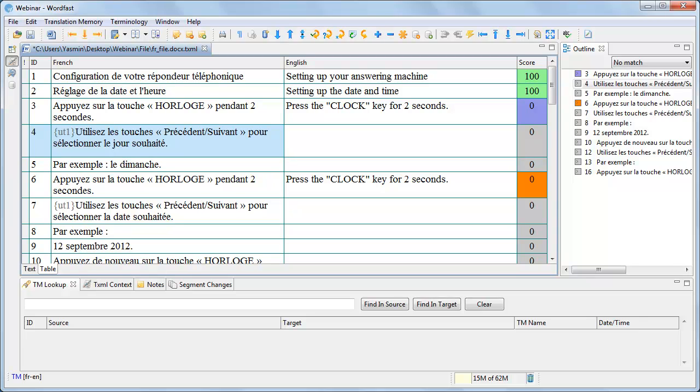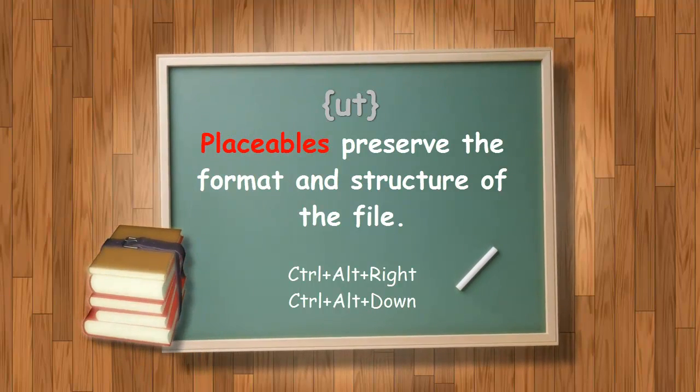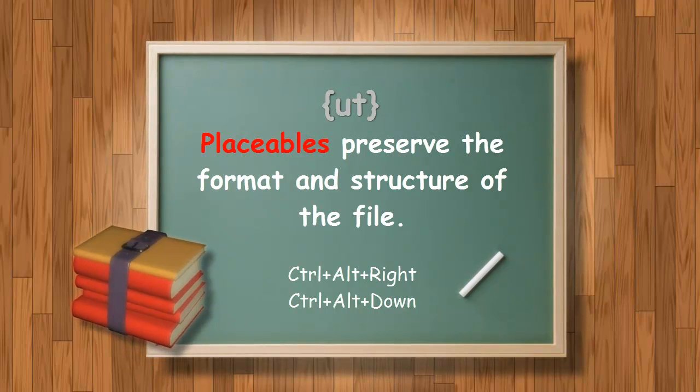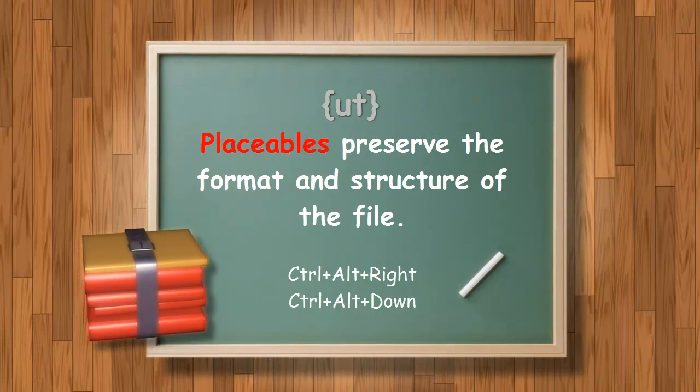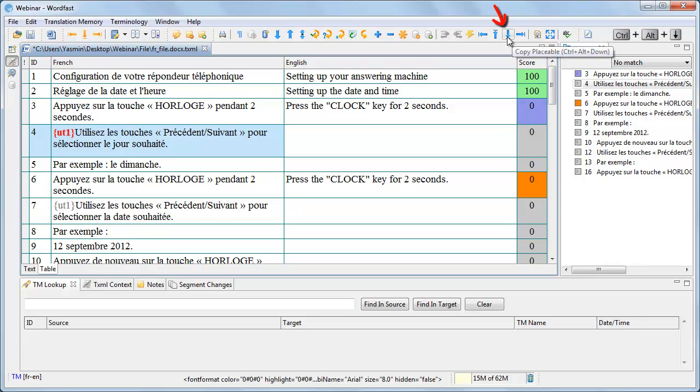Okay. UT1, what is this gray code for? This is called a placeable, and you should insert it in its proper position in the target segment. Placeables are useful for keeping the format and structure of the file. To select a placeable, click the toolbar button, Next Placeable, or press Ctrl-Alt-Right on your keyboard. To insert the selected placeable, click the toolbar button, Copy Placeable, or press Ctrl-Alt-Down.